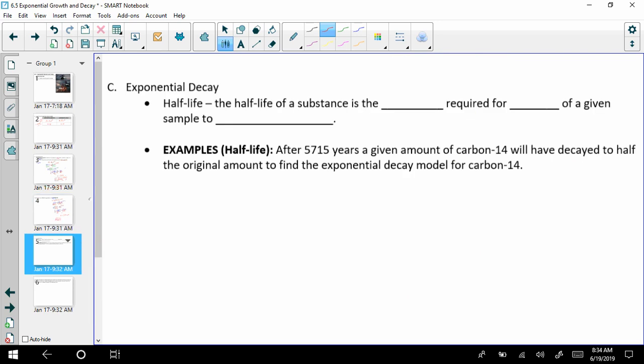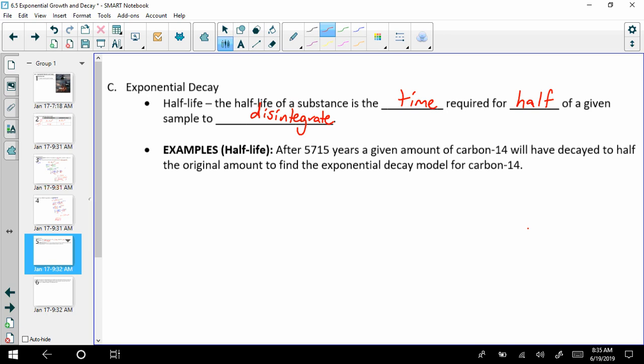Okay, now let's look at some exponential decay problems. Exponential decay is where you're losing stuff over a period of time. You're getting less and less and less of it. Oftentimes, real-life applications of this type of math deal with something called half-life. Those of you that have taken some science classes might be familiar with the phrase half-life. The half-life is kind of what its name says it is. The half-life of a substance is the time required for half of a given sample to disintegrate or break down.